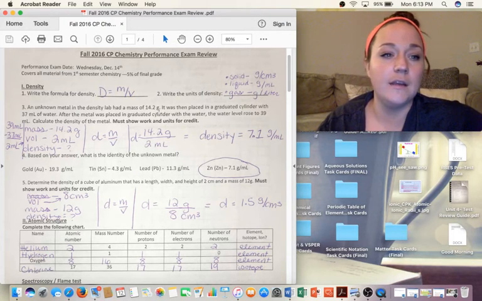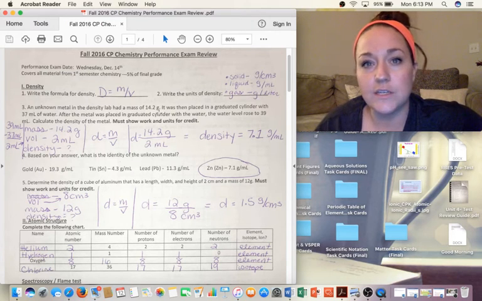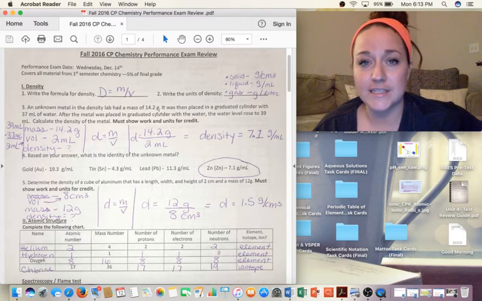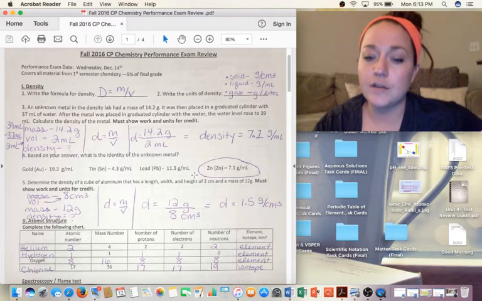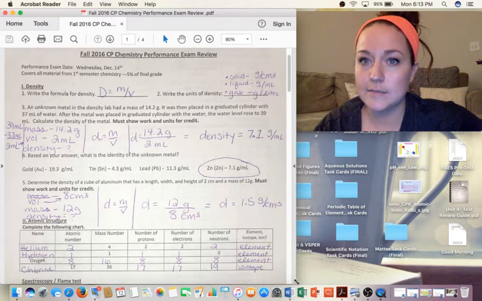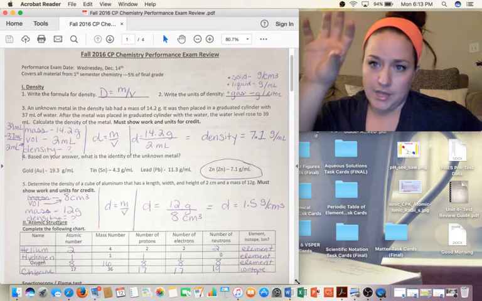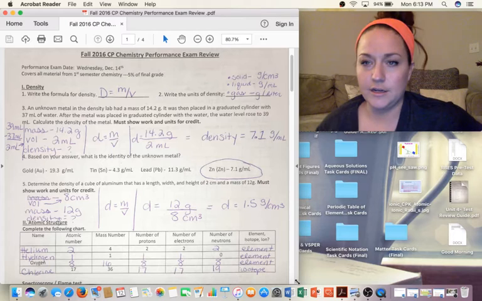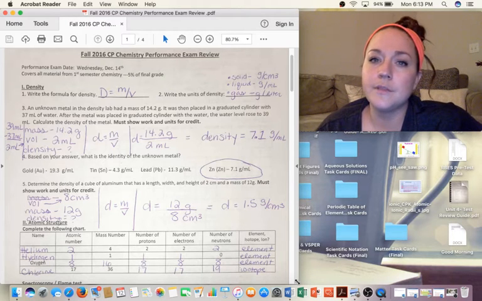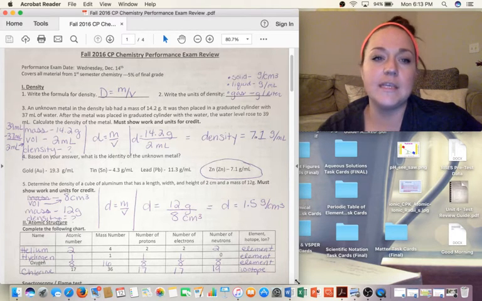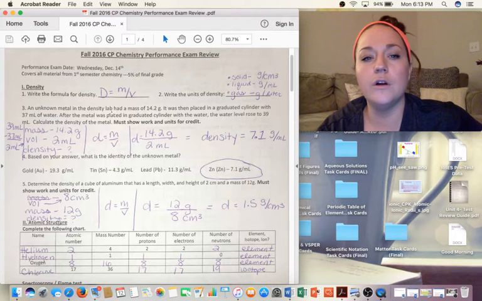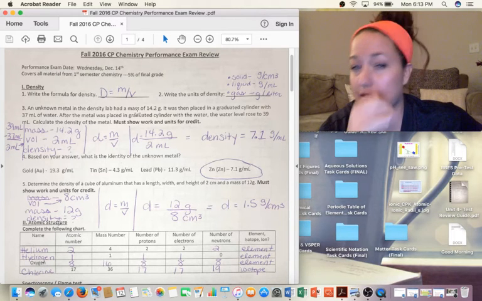All right, so density. First thing you need to do is write the formula for density. At this point, you should have remembered the triangle. At least in my classes, my students were taught the triangle. M on top, V on one side, D on the other. The formula is density equals mass over volume, and you'll see that right here.